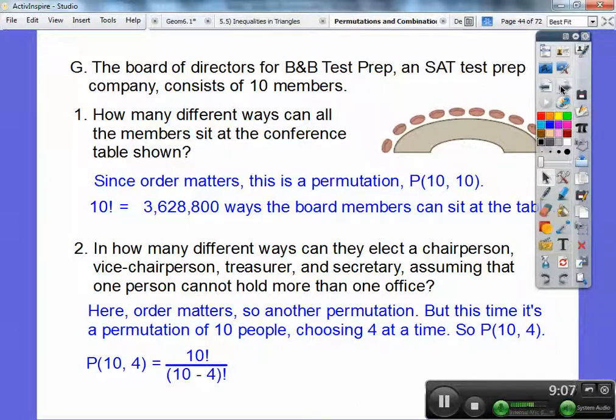Okay, so 10 factorial is 10 times 9 times 8 times 7 times 6, 5, 4, 3, 2, 1. Well, there's a 6, 5, 4, 3, 2, 1 on the bottom, but you can stop right there. Those cancel out, so we're just left with 10 times 9 times 8 times 7. And I get 5,040 different ways to elect.